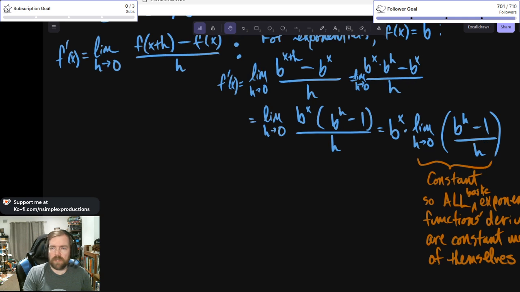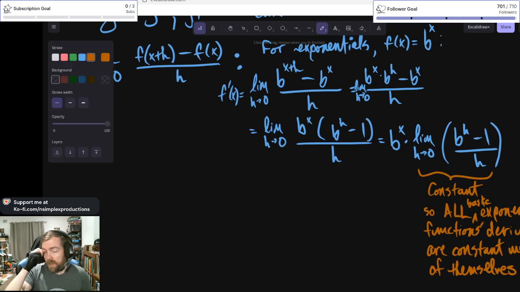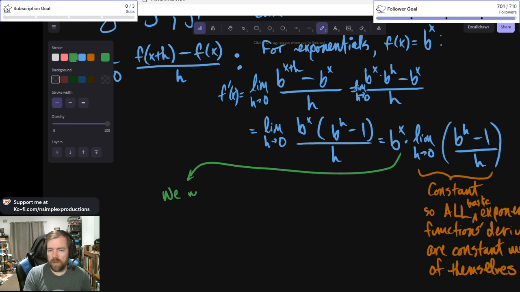So we totally don't know what it is. But what we want is the limit as h approaches 0 of b to the h minus 1 over h to be equal to 1. So that is our goal.